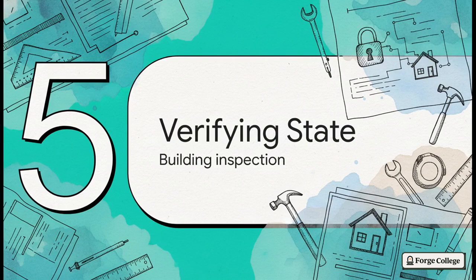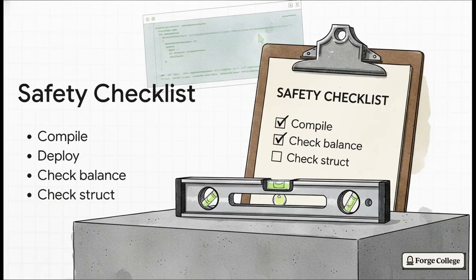Section 5, Verifying your state. Time for the final building inspection. So we are going to run a basic safety inspection. And the best part is, we can do this without requiring real Ether or mainnet interaction. First, just run npx hardhat compile. You're looking for a clean zero exit status with absolutely no errors.